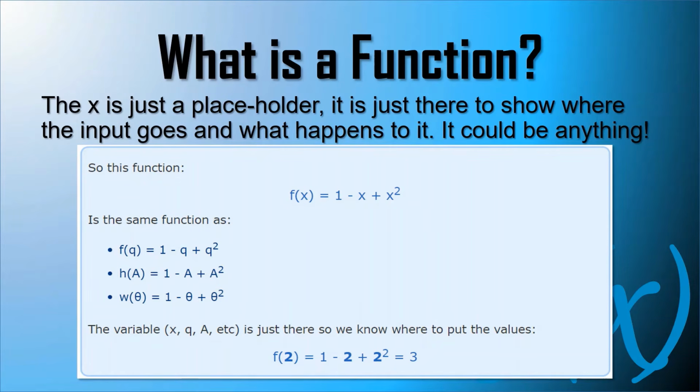So yung purpose lang talaga nung x is kung saan natin ilalagay yung ating input sa ating equation. The variable x, q, a, and etc. is just there to show where to put the values. So for example, yung value ng x ko is equal to 2. So function of 2 is equal to 1 minus 2 plus 2 squared, which is equal to 3.